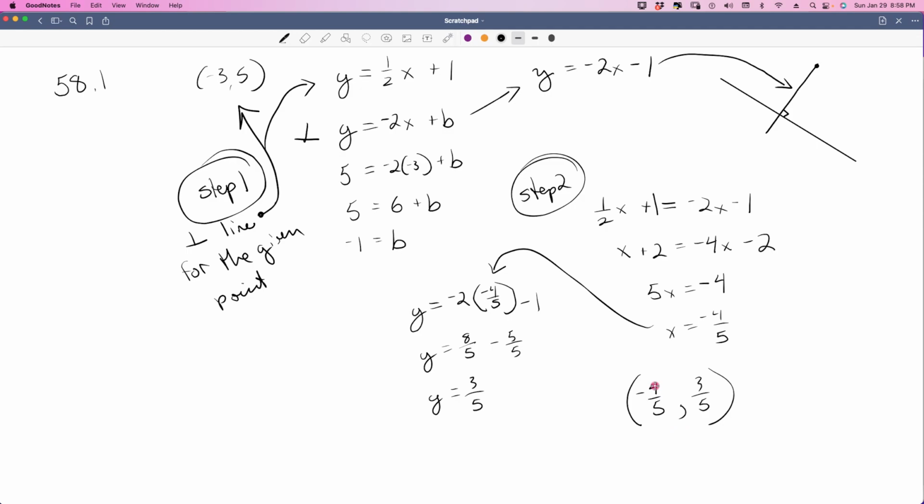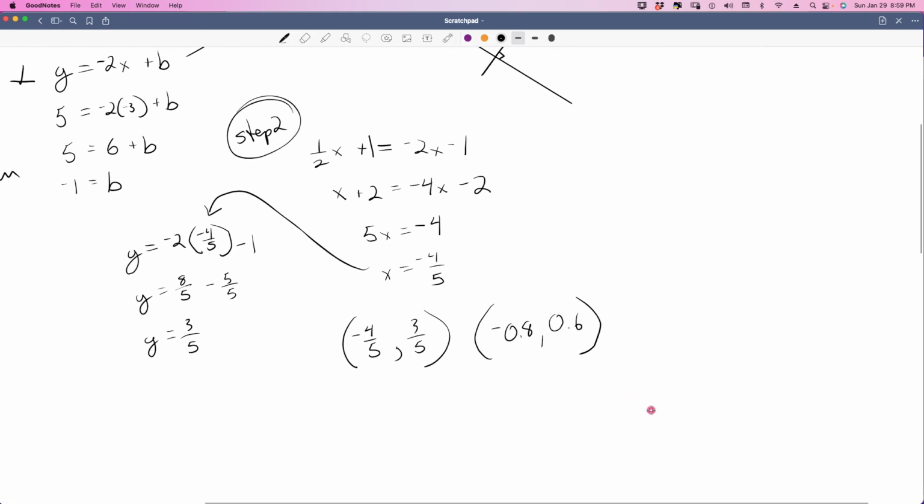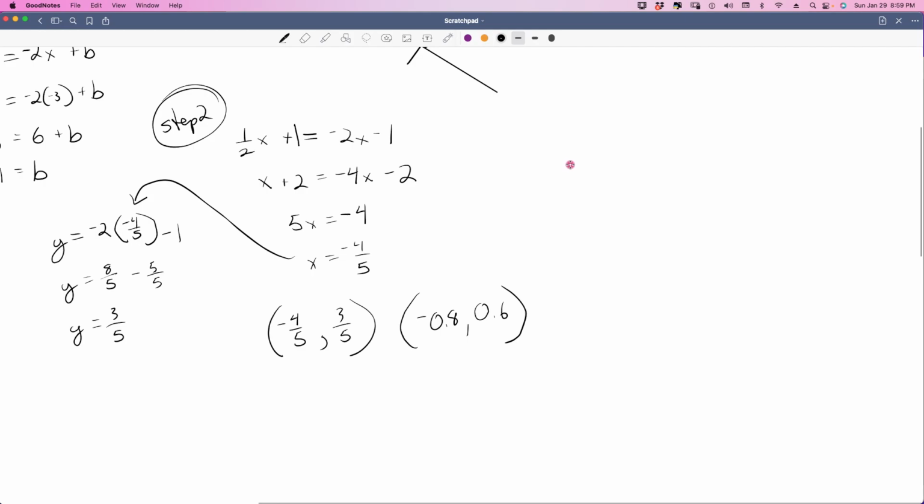Now we can use the distance formula, and we're going to reduce this down to decimals just to make the math a little bit easier. So this negative 4 divided by 5, that's going to end up being negative 0.8, and 3 divided by 5 is going to be 0.6. So there's that. So now we're going to use the distance formula. I'll scooch over a little bit so we have room for it. So step 3, actually this was step 3.